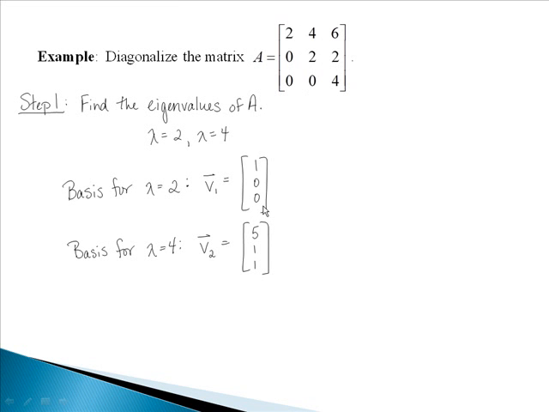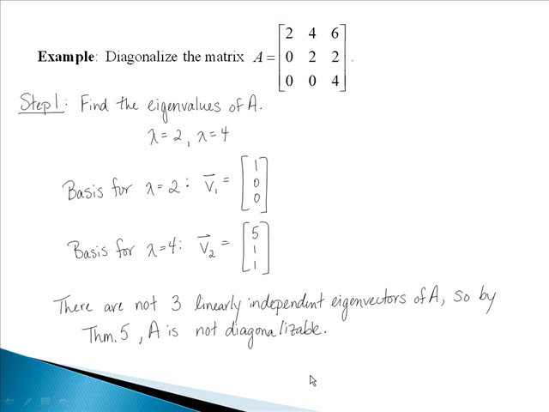So what we're seeing then is that every eigenvector of our matrix A is going to be a multiple of those 2. Which means there are not 3 linearly independent eigenvectors of A. So then by Theorem 5, A is not diagonalizable. So it's very important that we make sure that we end up with the same number of eigenvectors as the dimension of our square matrix.